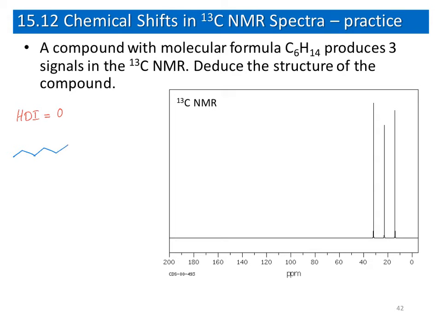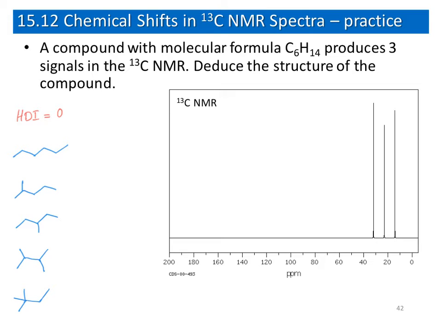I can have something like this, or this structure, or this one. So I'm going to draw all the constitutional isomers for C6H14, and that's going to give me all of these structures. So 5 structures can be drawn for C6H14 with HDI equals 0. Now let's see how many signals each of these structures can give me.